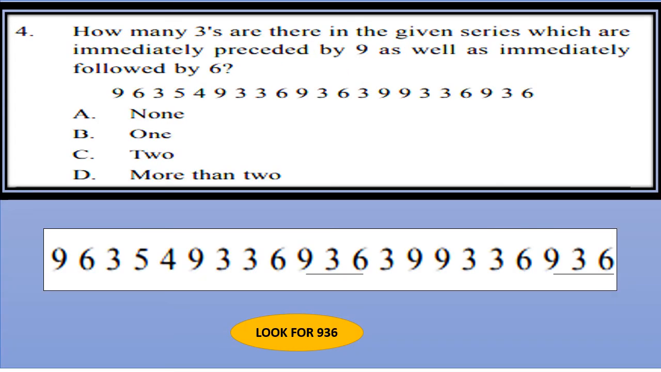How many threes are there in the given series which are immediately preceded by 9 as well as immediately followed by 6? Now look for 3 which are preceded by 9 and immediately followed by 6. So I have given you the hint. You can check the hint and find out your answer.